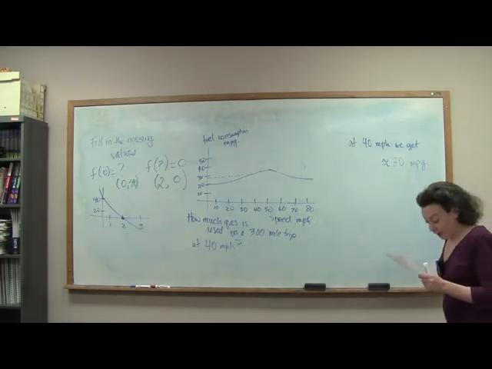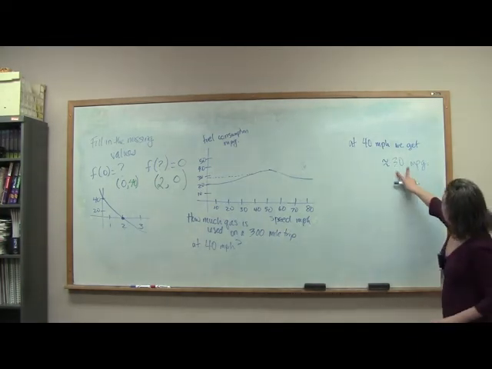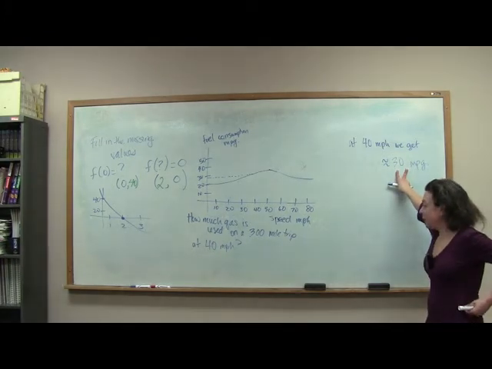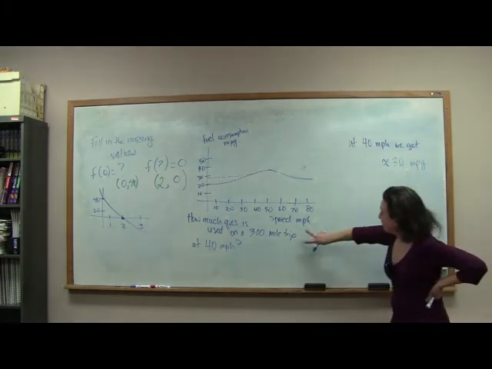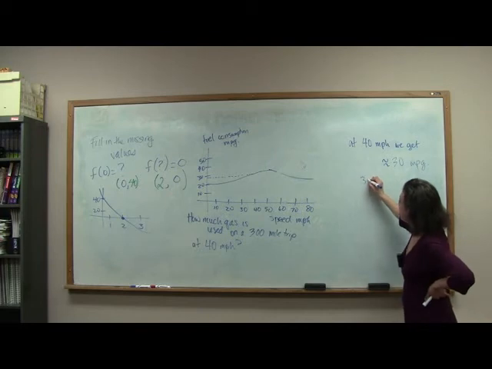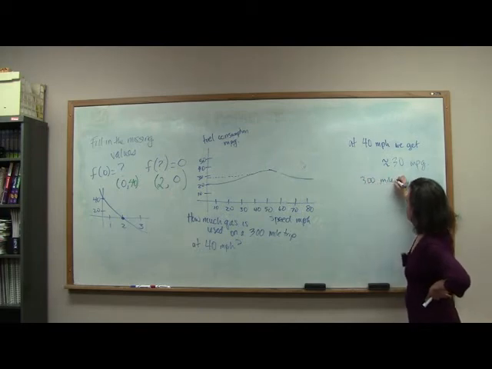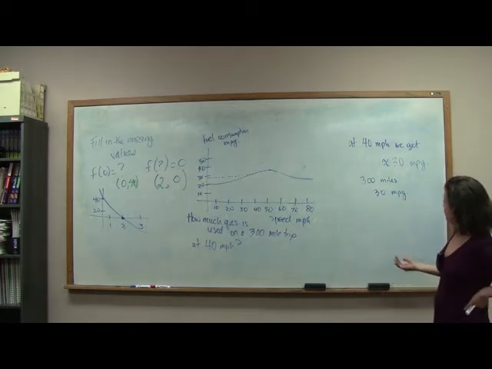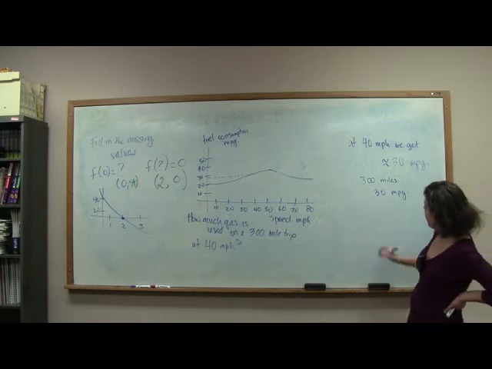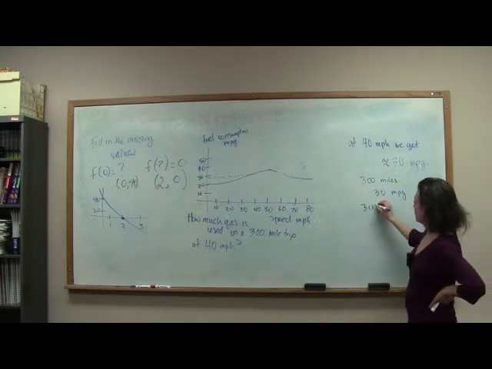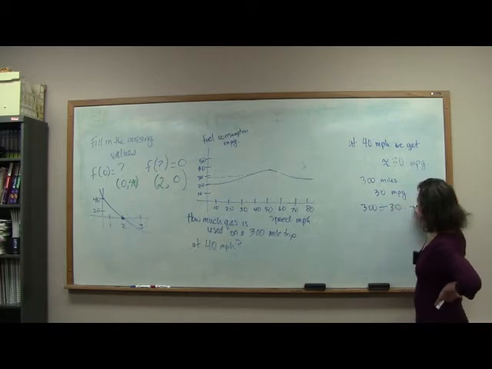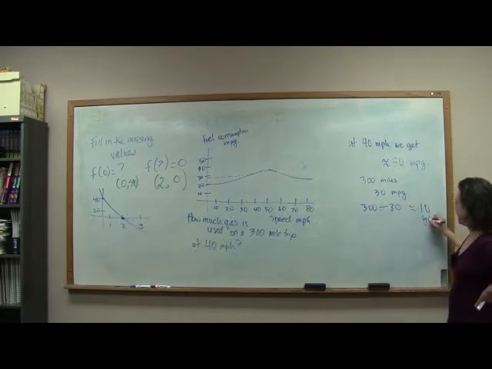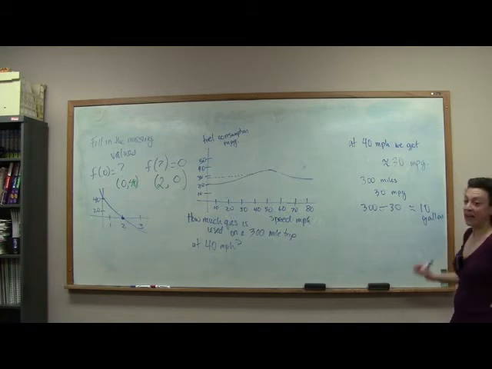Let's be nice to ourselves for the first section. Okay, so that's how many miles per gallon we get. Well, if we're going 300 miles and we get 30 miles per gallon, how do we compute how many gallons we need? Well, we would just take 300 divided by 30, and so we would need about 10 gallons of gasoline.